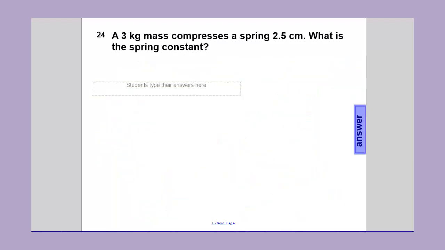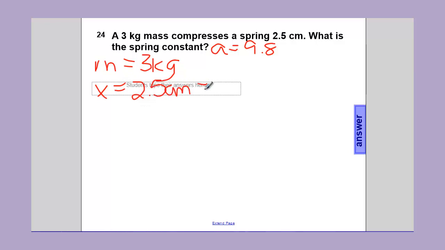Number 24. It says a 3 kilogram mass compresses a spring 2.5 centimeters. What is the spring constant? The only thing they forgot to mention in here is that it was dropping. So A equals 9.8. Our mass equals 3 kilograms. And our spring moves, our X is 2.5 centimeters, which equals 0.025 meters. So we want to look for K.